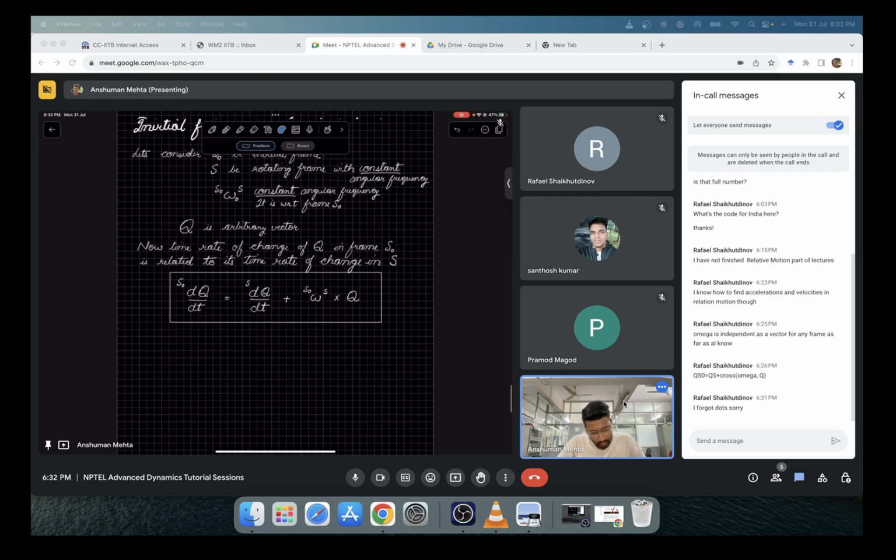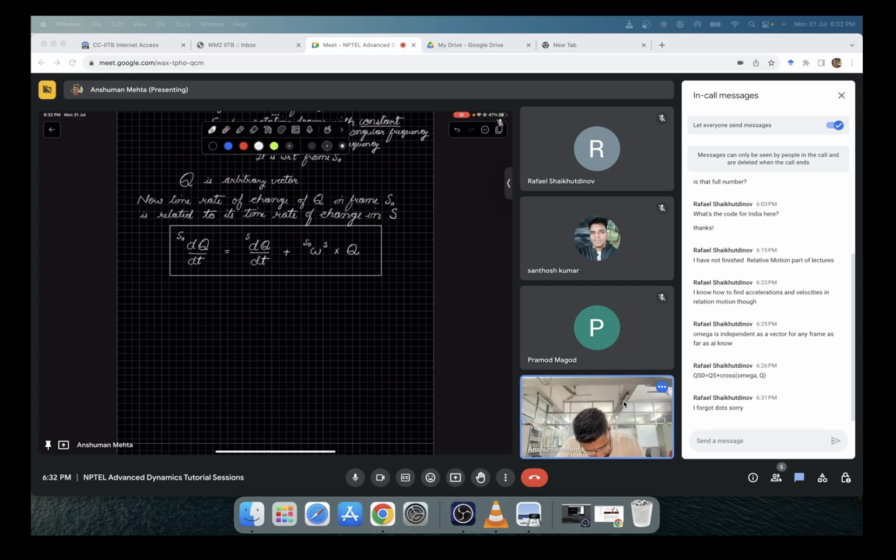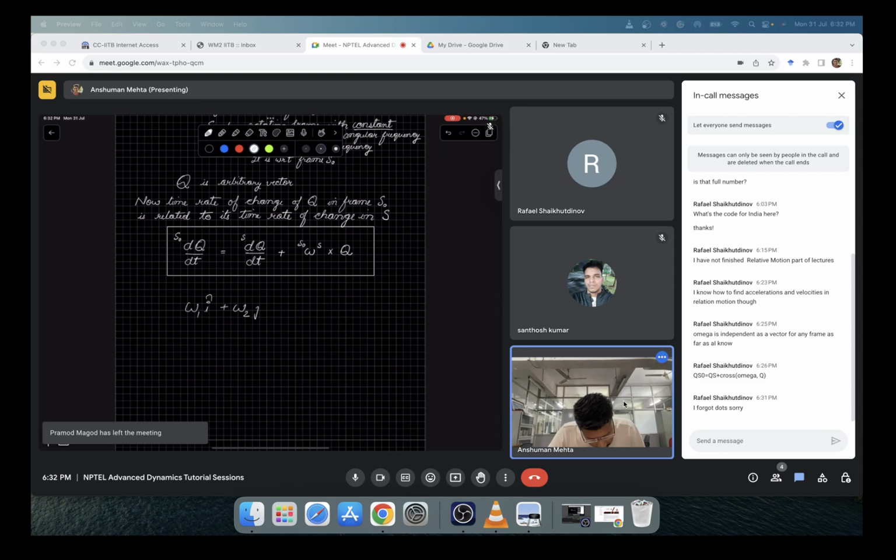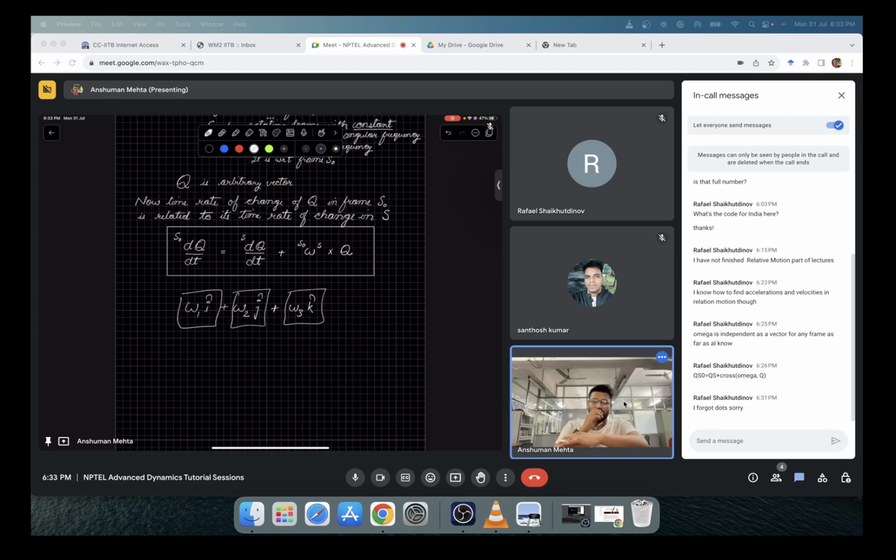Say we have omega equal to omega 1 i cap plus omega 2 j cap plus omega 3 k cap, right? Now I will take one frame like this, another frame like this, and a third frame like this. I can make this choice, so in that way I can optimize how I go into the dynamics. Everything is sorted in my mind, because everything is with respect to one change only.